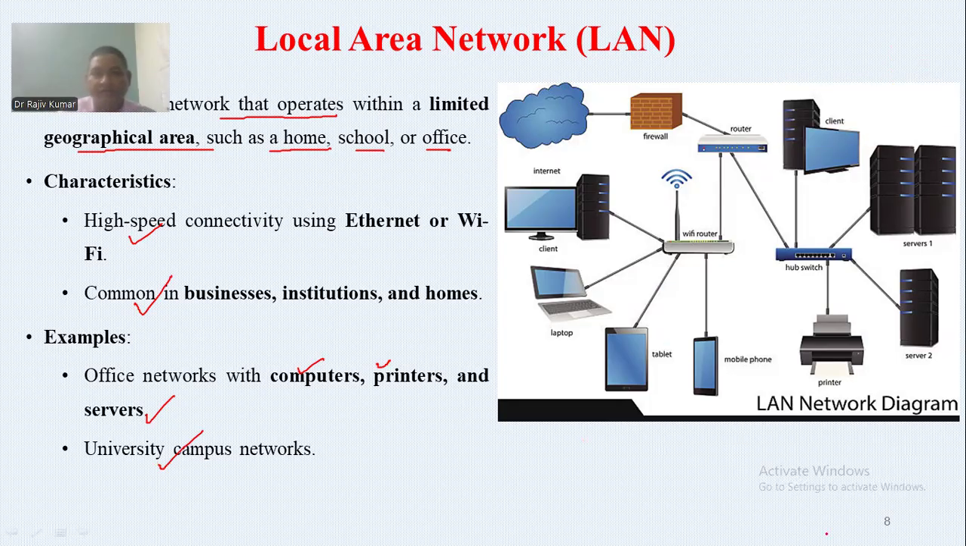Now, you can see this diagram. This is diagram of local area network. So you can also draw a diagram. So this is internet, and it is a firewall. It is a router, and these are some other router with Wi-Fi router, and client is connected to this laptop, tablet, mobile phone. It is connected with hub switch, client, server 1, server 2, and a printer.